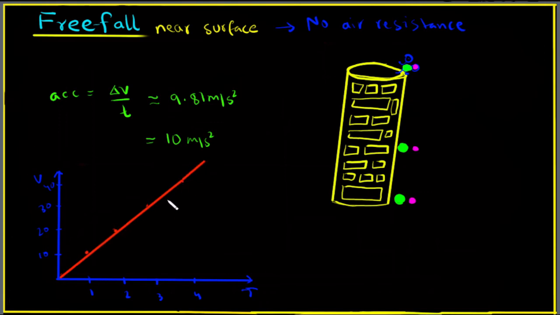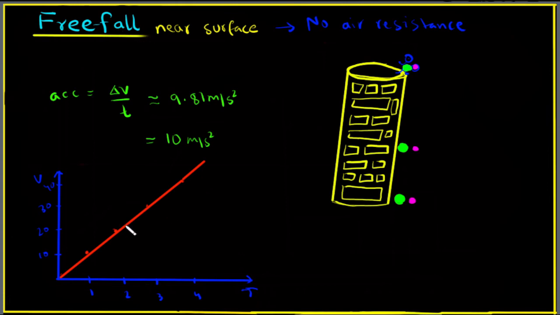a body falling near the surface of the earth without air resistance, because the only force that is actually causing this motion or acceleration, because by Newton's second law we know that force always causes an acceleration, is the force of gravity, which is precisely the case of free fall motion, right?